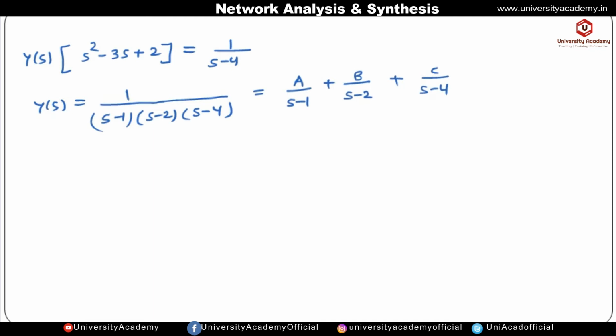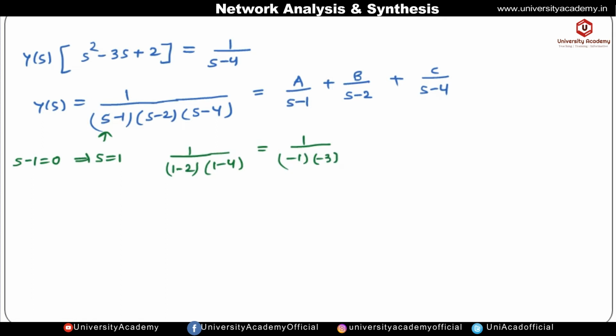Okay, so A has s minus 1 in the denominator, so equate s minus 1 is equal to 0, so we are getting s is equal to 1. So substitute s is equal to 1 in this expression except this term. Okay, so it will be 1 by, in the numerator 1 will remain, and the denominator will be equal to 1 minus 2 into 1 minus 4. So this will be equal to 1 by, this is minus 1 and this is minus 3, so we are getting 1 by 3. So this is the A value. Okay, so A value we are getting 1 by 3.